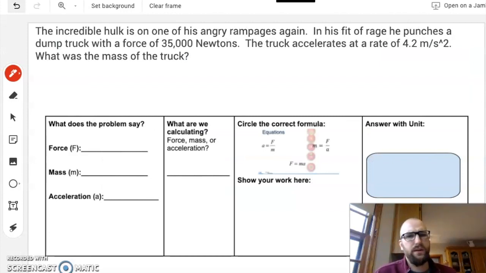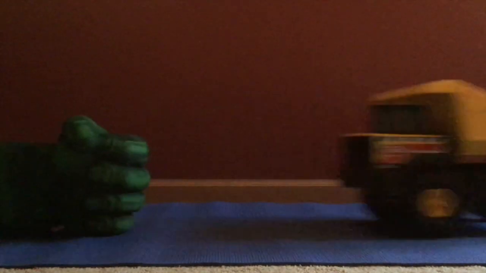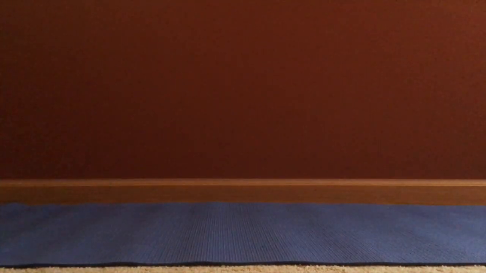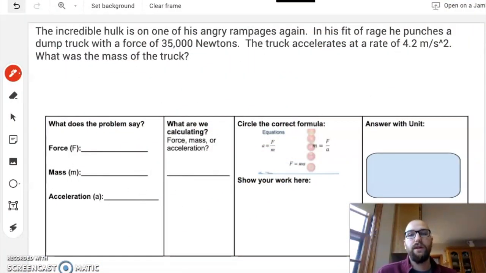Incredible Hulk is on one of his angry rampages again. In his fits of rage, he punches a dump truck with a force of 35,000 newtons. Hulk smash! The truck accelerates at a rate of 4.2 meters per second squared. What was the mass of the truck? So a different equation here again, but I'm going to approach it the same way.